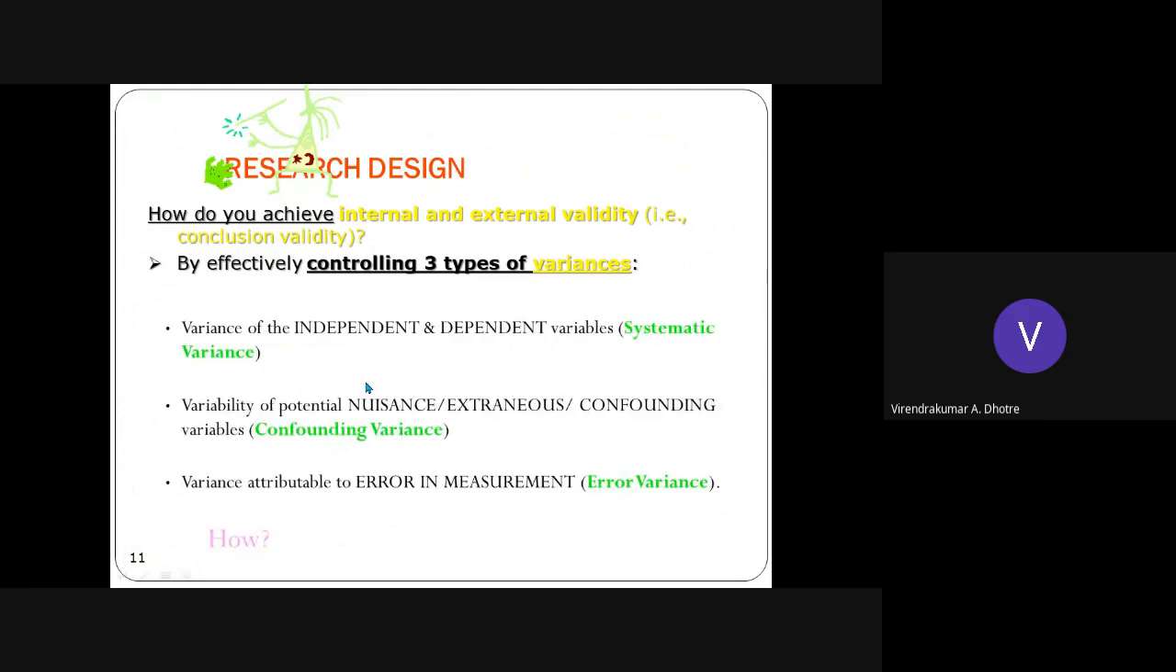How do we achieve internal validity? How do we check whether the variables we have considered for the research study are related or not, whether they are correct or not? So how to achieve this internal and external validity? Definitely it means conclusion validity. For that we can have three types of variances, and we can control them effectively so that we can achieve internal and external validity.